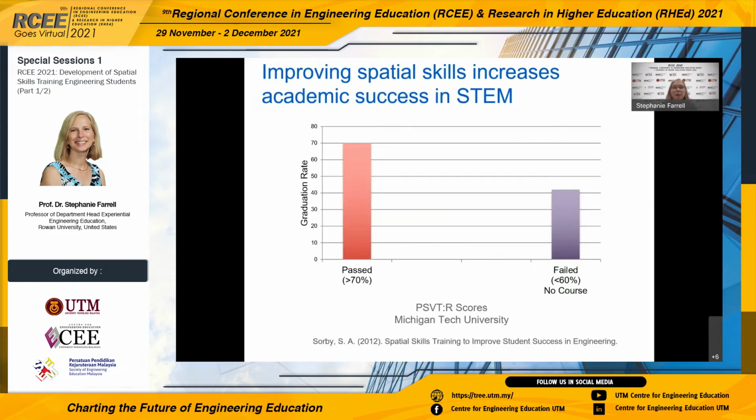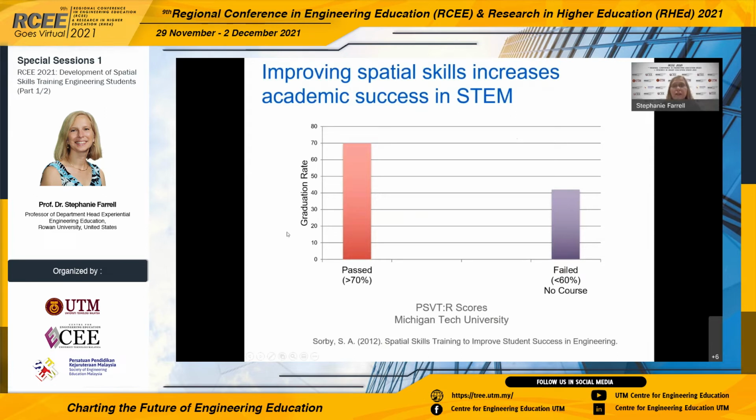Okay. So this is a study that was done by Cheryl Sorby and her colleagues at Michigan Tech University. They did spatial skills research for a number of years at Michigan Tech. And so they tested all of the first-year engineering students when they entered the program. And this shows the graduation rate of those students who passed the spatial skills pretest with a score of over 70%. So that's pretty good.